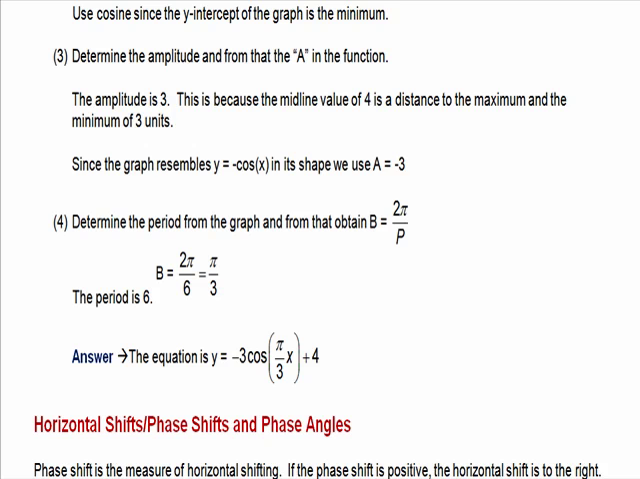And now if we put all of that into a single statement, I end up getting y equals, there's the negative 3 that was from step 3, determined it was the cosine function. There's our b, we found pi over 3. Once again, don't forget the x. And then our shift up 4, our plus 4 from the midline.